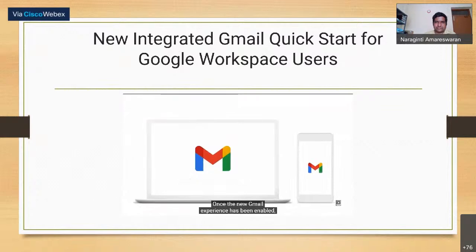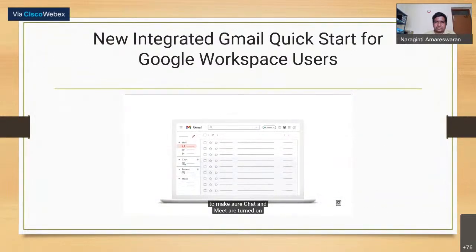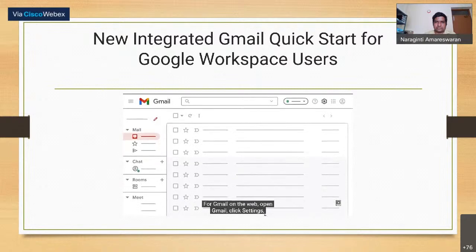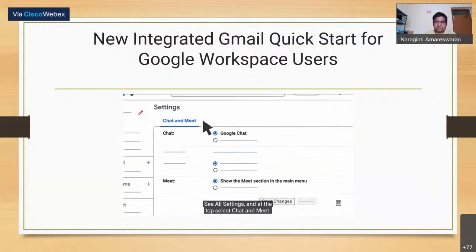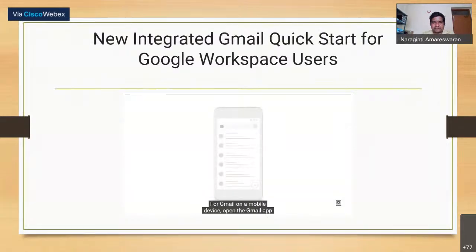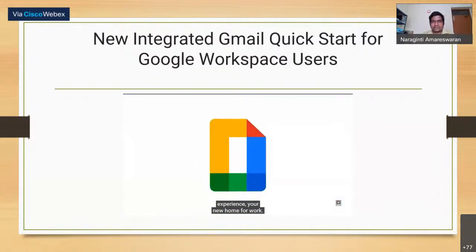Once the new Gmail experience has been enabled, it should be available by default when you open Gmail. If you're not seeing it, you'll need to make sure Chat and Meet are turned on in your Gmail settings. For Gmail on the web, open Gmail, click Settings, see All Settings. At the top, select Chat and Meet. Next, make sure Google Chat and Show the Meet section in the main menu are selected. If you make any changes, click Save Changes. For Gmail on a mobile device, open the Gmail app and tap Menu in the top left. Next, tap Settings, tap the account, and then confirm that Chat and Meet are turned on. For more information and resources, visit the G Suite Learning Center. You're now ready to start using the new integrated Gmail experience, your new home for work.